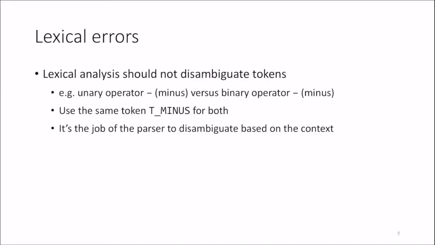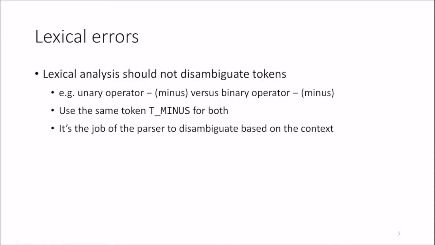From those previous examples, it should be clear now that a lexical analyzer should not be disambiguating tokens. It should not look for the context and decide what this token should be or shouldn't be. It should just identify the tokens based on the patterns it was given.